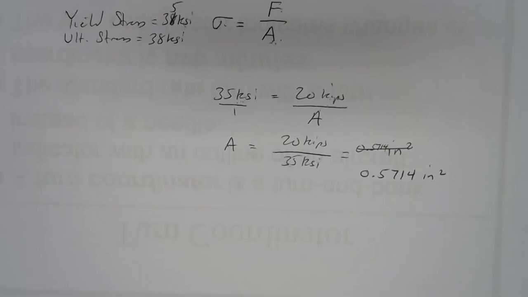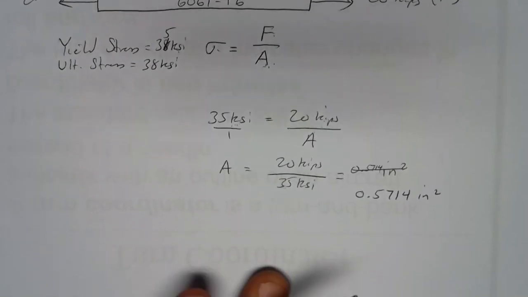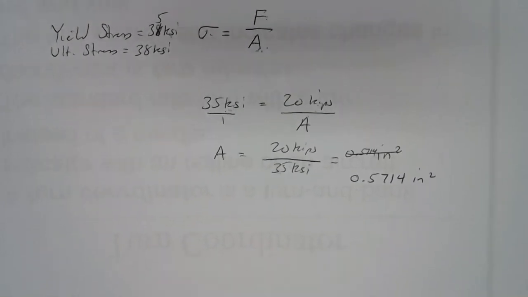Now, in reality, we might want more area than that. We might say, well, let's bump that up a little bit so that we're not loading right to the edge of our yield stress, because what happens if there's a gust of wind or someone drives a vehicle onto our bridge that's heavier than what we planned for? We don't want the thing to just permanently change shape. We'd want to design it with a little bit of safety built in. But that's how we'd figure out what the area is.